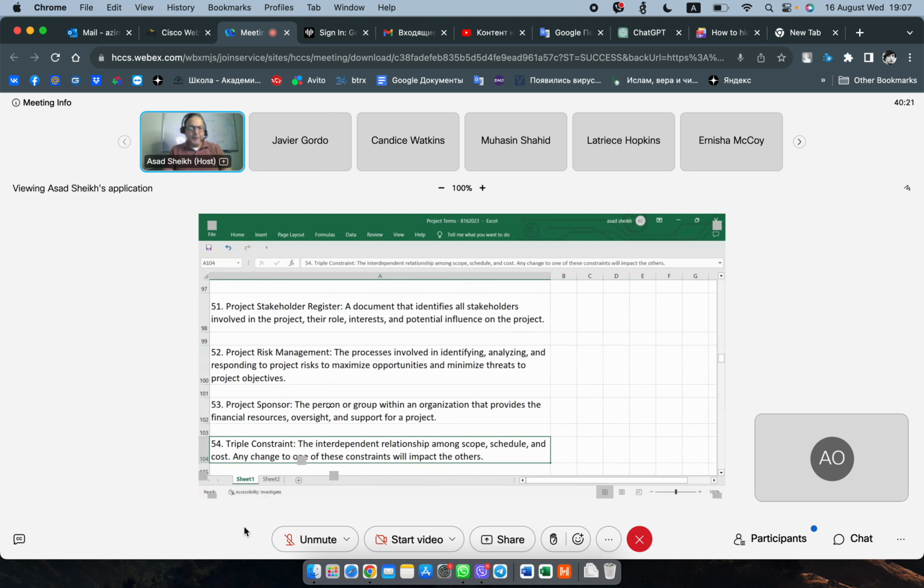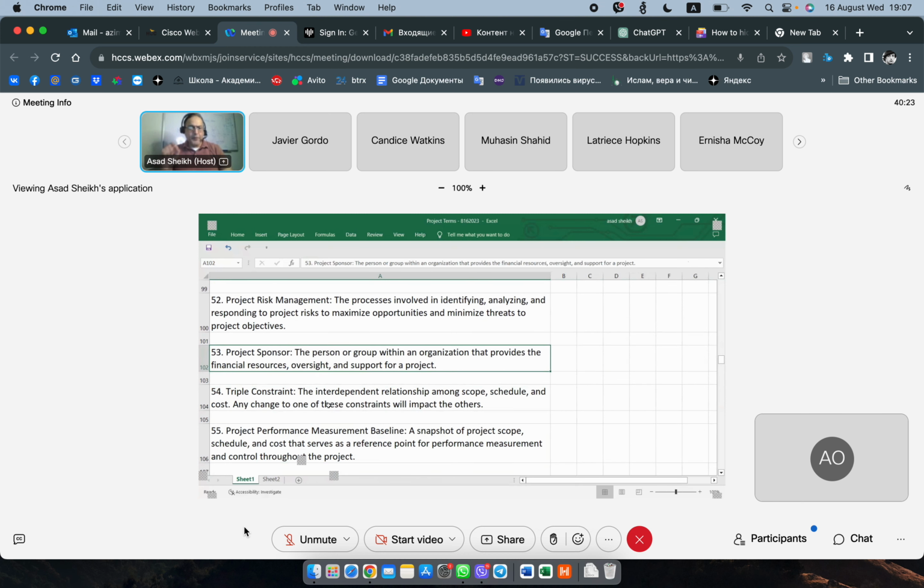Okay, risk management, sponsor. Definition of sponsor: a person or group within an organization that provides the financial resources, oversight, and support for a project. Three things: resources, oversight, and support for a project. So you can escalate to your sponsor, right? If you need more funding, you can reforecast. The word is reforecast, to ask for more funds. And who are you going to ask the funds from? The sponsor. And they are going to support you throughout if you keep them informed.